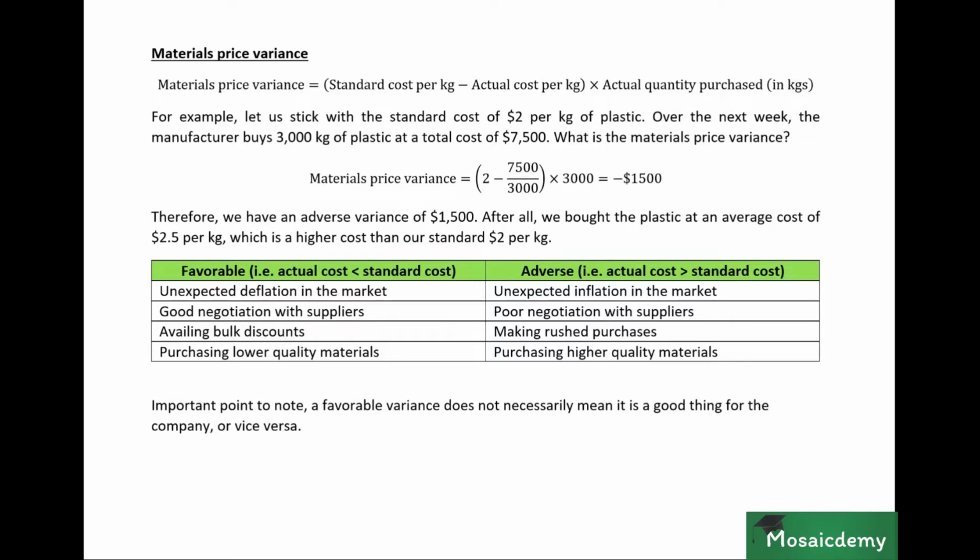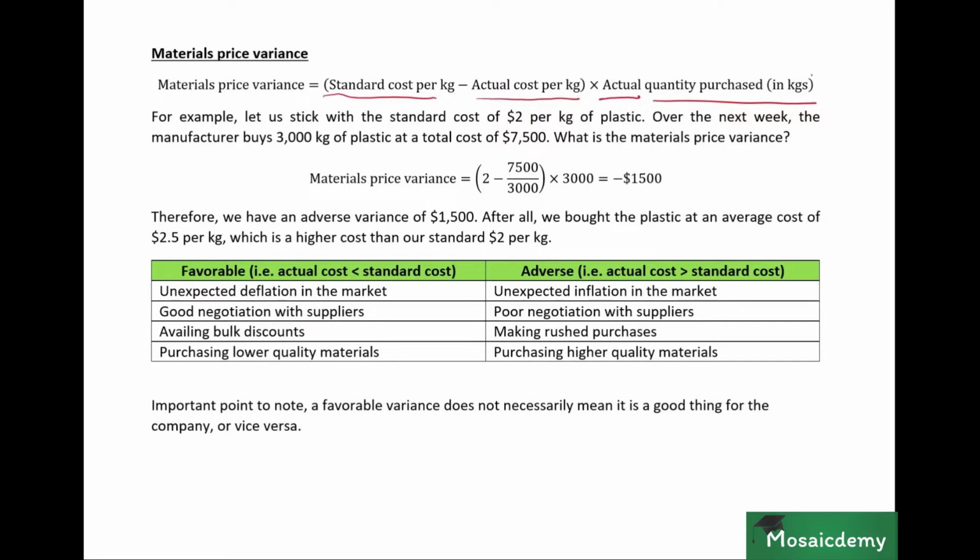The way we calculate the materials price variance, we take the standard cost per kg, from it we subtract the actual cost per kg, and we multiply that by the actual quantity purchased in terms of kgs. Now we're using kg as a reference point. It could be liters or grams, whatever the raw materials are in. If we calculate the materials price variance in this order and get a positive number, that's a favorable materials price variance. If we get a negative number, it's an adverse materials price variance.